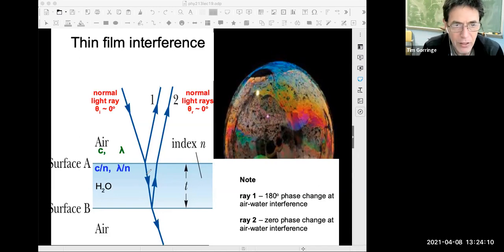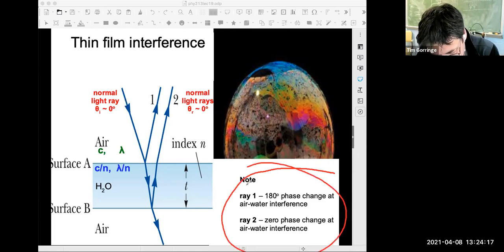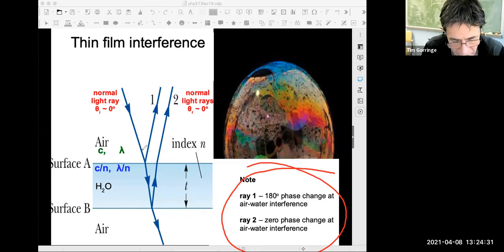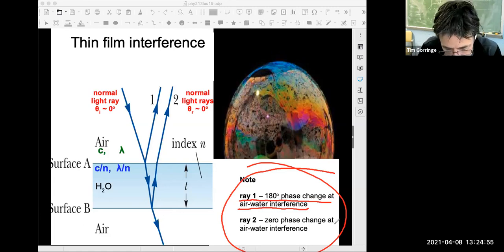But actually, another point is important in determining whether you got constructive or destructive interference, and that's something you wouldn't have expected. Nobody expected this, and it was discovered in this type of experiment. The light bouncing off the top surface, heading from air to water, from lower to higher refractive index, incurs a phase change of 180 degrees when it's reflected. So a crest becomes a trough and a trough becomes a crest. When light bounces off the bottom surface, it's going from water towards air, from higher to lower refractive index. That's the opposite. There's zero phase change, so crest stays a crest, trough stays a trough.